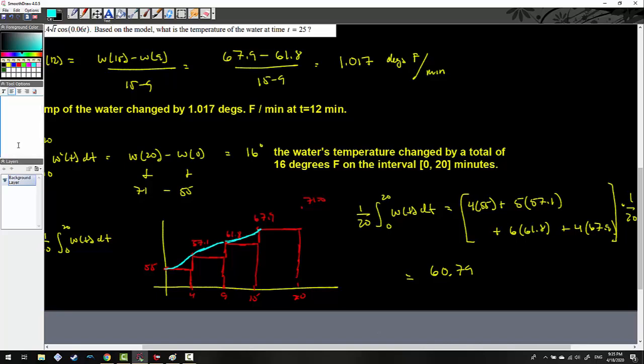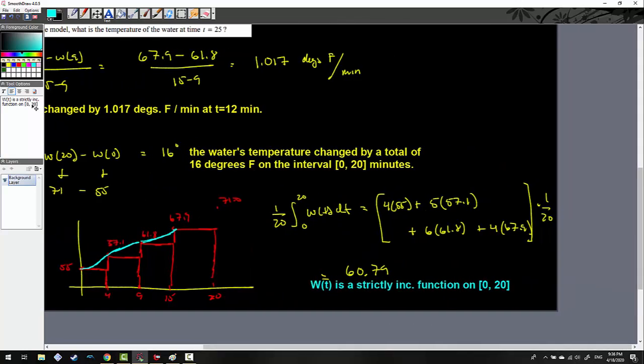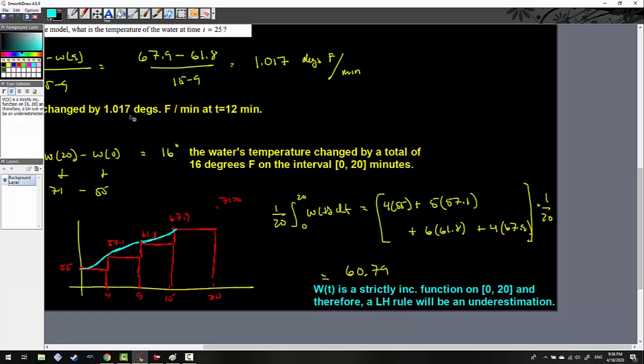So let's go and write this down. W of t is a strictly increasing function on 0 to 20, and therefore a left-hand rule will be an underestimation. And we had just enough space for that, so I think we lucked out on that one. Excellent.